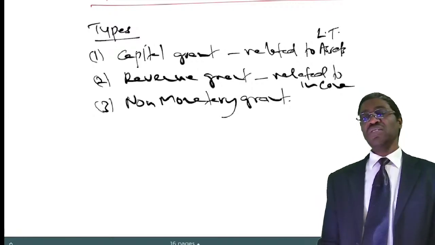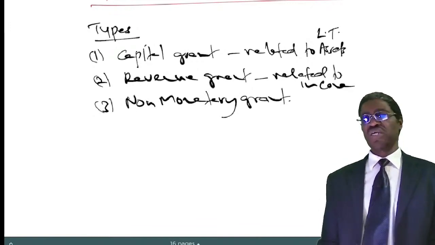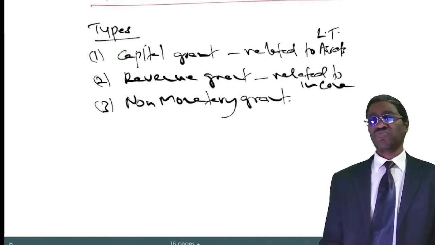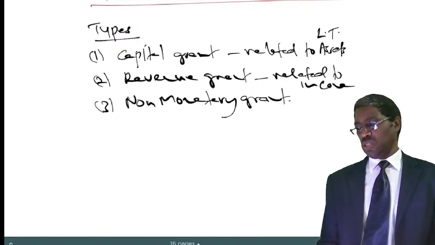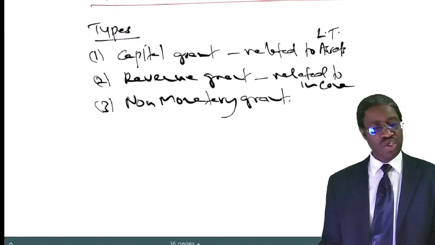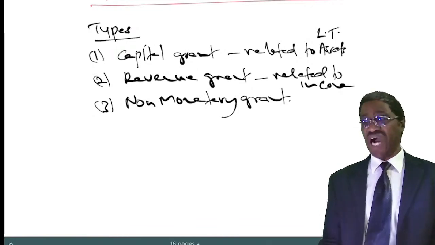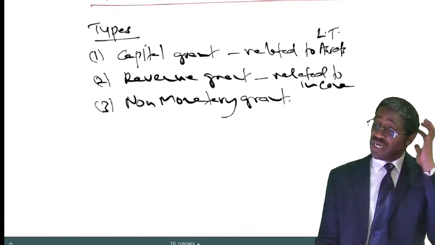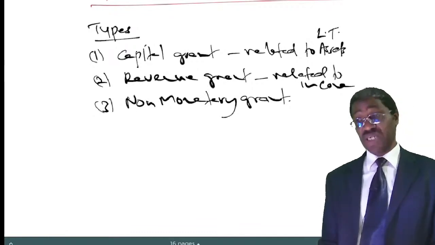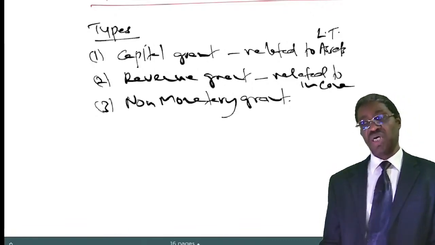Three, non-monetary grants, e.g. transfer of land and other resources.